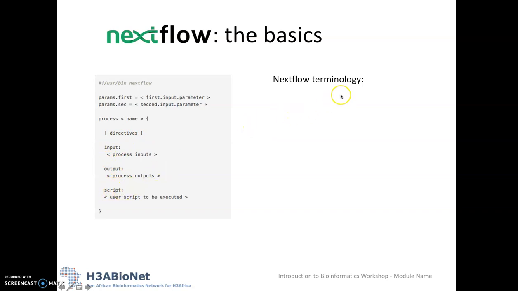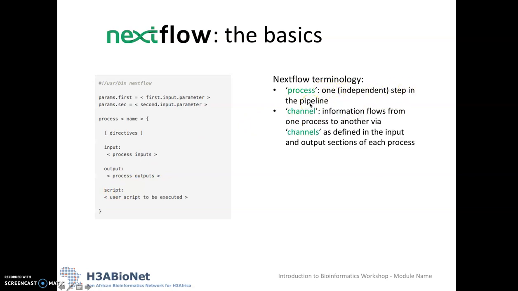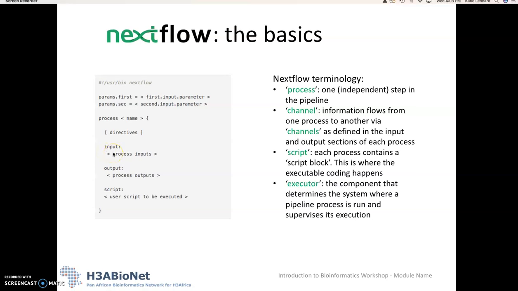So if we look at the terminology, a process is one independent step in the pipeline. And then a channel links processes together. So information will flow from one process to another via these channels, as defined in these input and output sections. And then your script block is where your executable code is. So maybe you have a pipeline in R, then in the script block will be where your actual R code is. And then the executor refers to the system that actually executes and supervises your pipeline.